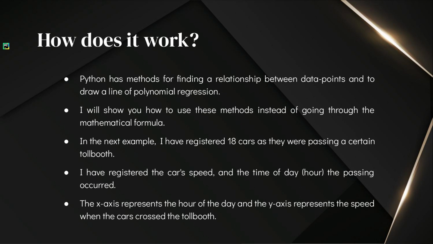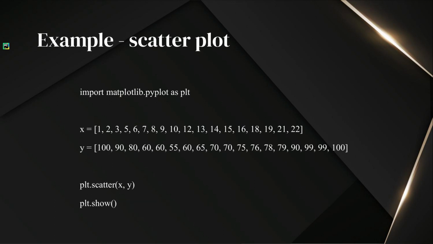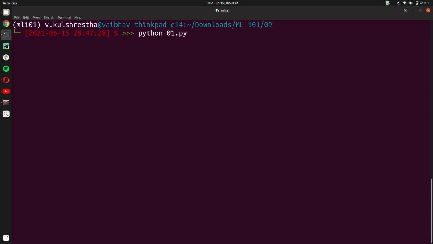So here is the example I will show you. I registered 18 cars as they were passing through a toll booth. I registered each car's speed and the time of day when it was passing. So the x-axis of the graph you will see represents the hour of the day, and the y-axis represents the speed of the car as it crosses the toll booth. It's a simple scatter plot using matplotlib. We import the library, create the list and create the scatter plot. Not much to explain here. Please see my scatter plot lecture if you want to know more.